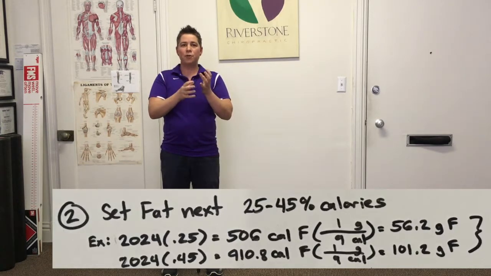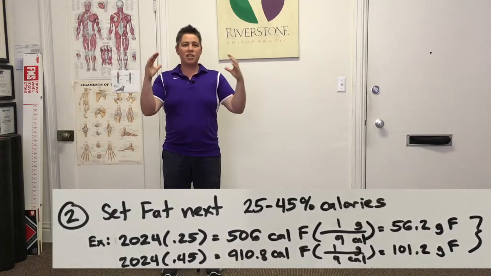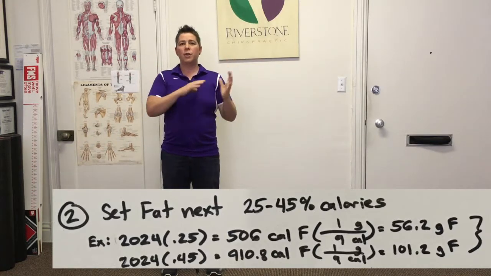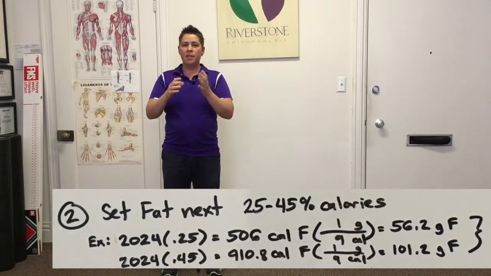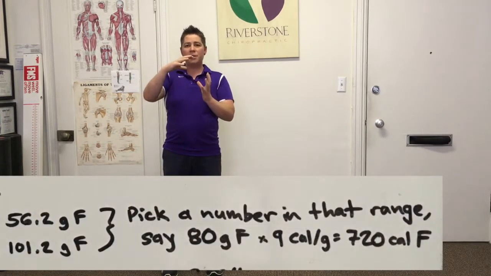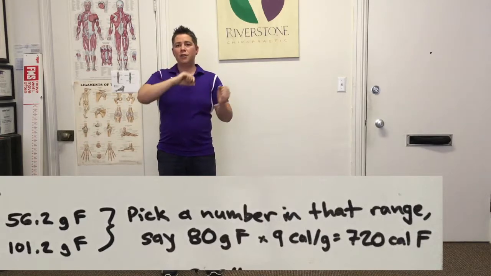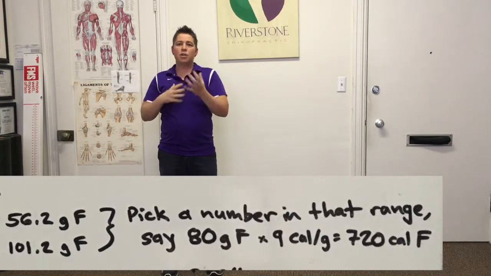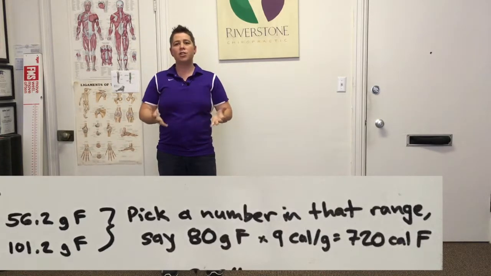If we run the number for the 45%, this is just to kind of give us a range, we're going to come up with 101.2 grams of fat. So we're going to pick a number somewhere in that range, and let's just say 80 grams, kind of somewhere in the middle. And then if you convert that back to calories, you're going to multiply it by 9, so you've got 720 calories of fat. So again, we put that number to the side, we know our grams of fat, we know what that looks like in calories. Let's move on to the carbs.